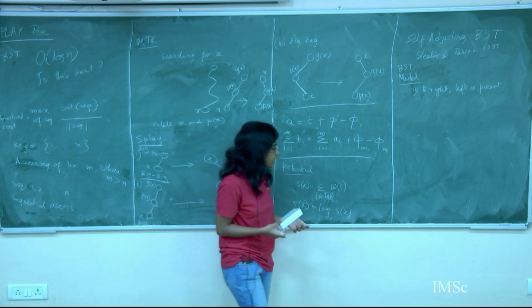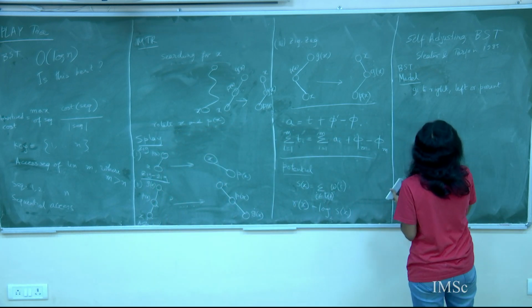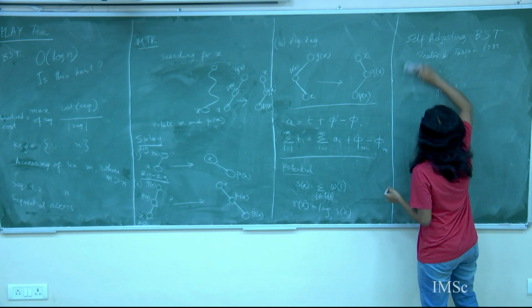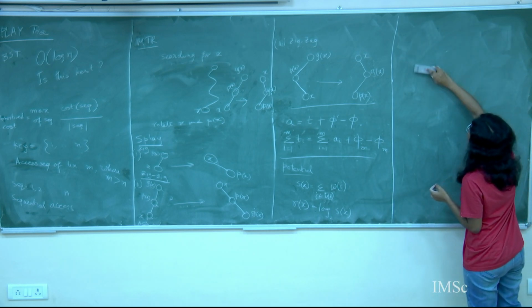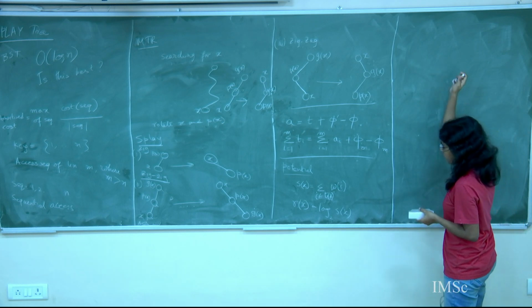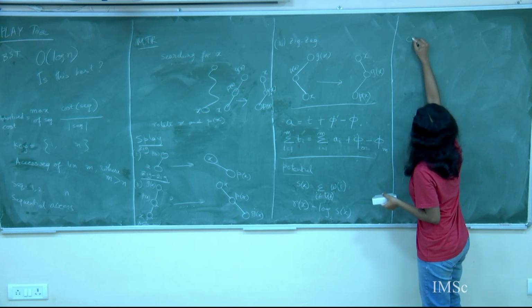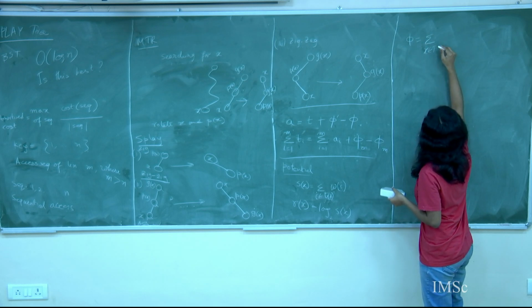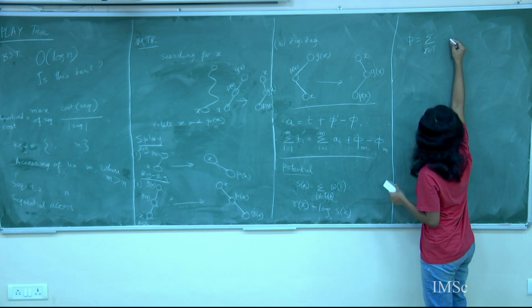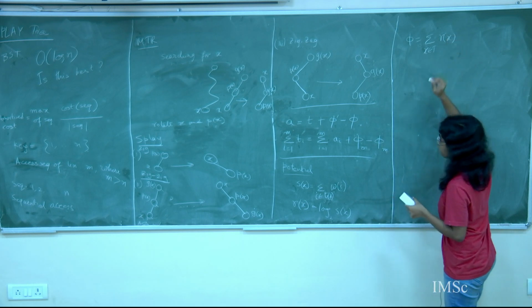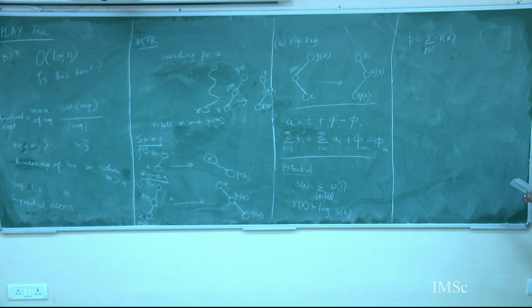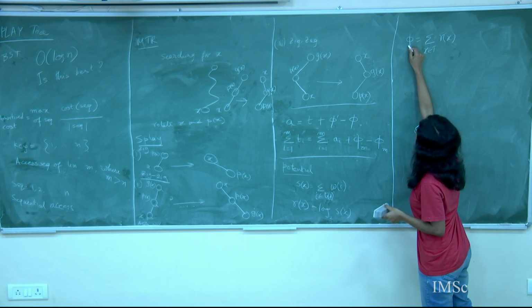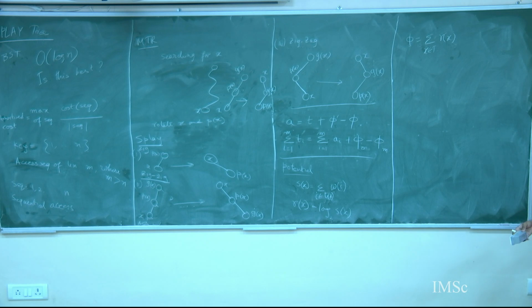So now the potential function of the data structure. The potential of the data structure, phi, is defined as the sum over x belonging to the tree of r of x. So this is the potential function that we are defining. Now we will look at the amortized cost.